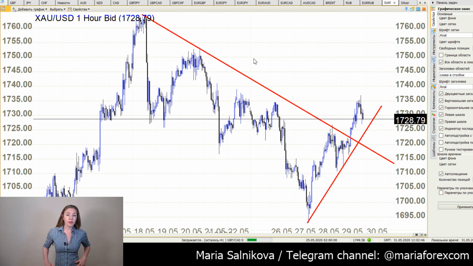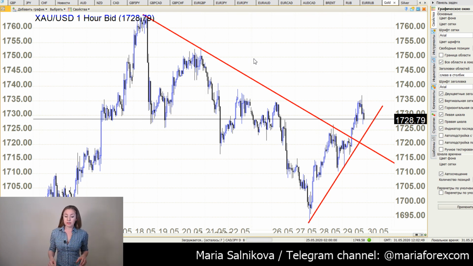Actually, I saw that PMI from China is not that good now. That is why I think that the United States dollar might go a little bit up in the beginning of this week, in the beginning of June. So if the United States dollar goes a little bit up, it means that for gold it is an opportunity to give a correction down.